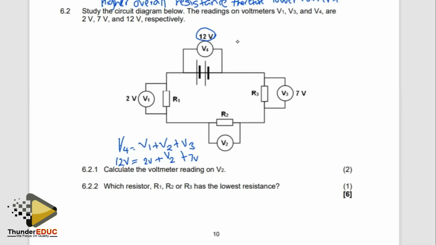So you are going to collect the like terms. 7 V plus 2 V, you get 9 V. So you end up having 12 V, and this 9 V, when it goes to that side, becomes a minus. 12 V minus 9 V is equal to voltmeter number two. So 12 minus 9, this gives us 3 volts, which is equal to voltmeter number two. So your answer is 3 volts. You will be marked 2 marks for the final answer.